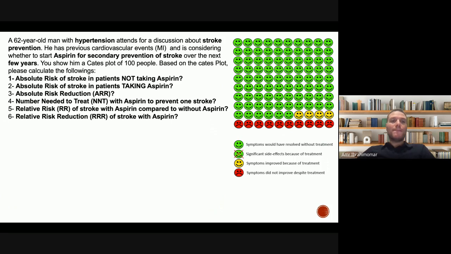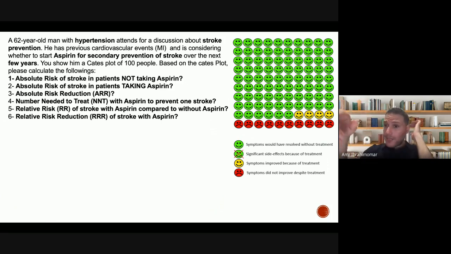Absolute risk reduction. There are two ways to calculate it here. One way, as we mentioned, is finding the difference between the absolute risk in the two groups. The two groups, if they don't take aspirin or if they take aspirin, so 10 and 14, the difference is 4%. This is absolute risk reduction.